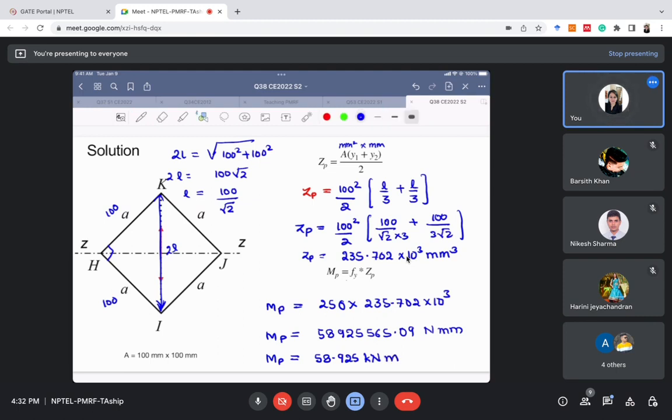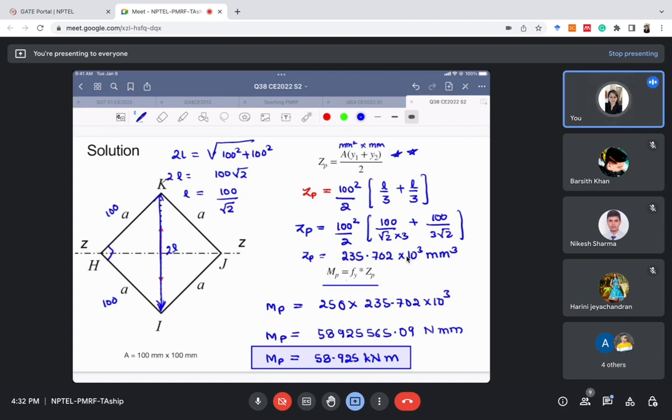So this is our value of MP here. So MP will be 58.925 kilonewton meter. MP is basically the product of Fy into Zp. The main thing we need to calculate is the value of Zp in this case. So Zp, the formula, this is a very important formula. Maybe in every other year they ask this question in which Zp is involved somewhere. So Zp is A by 2 (y1 bar plus y2 bar).